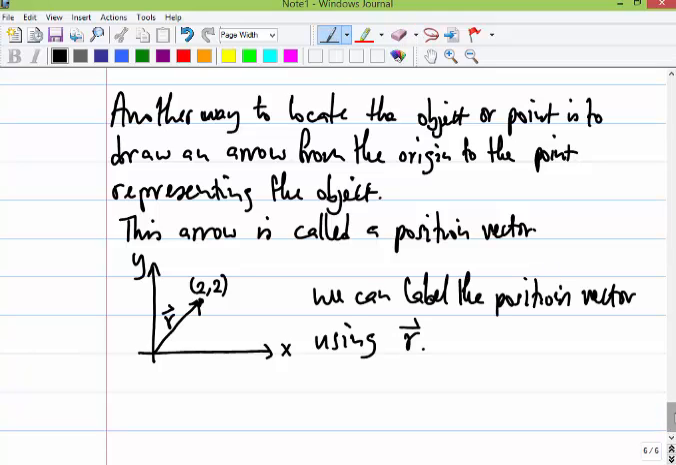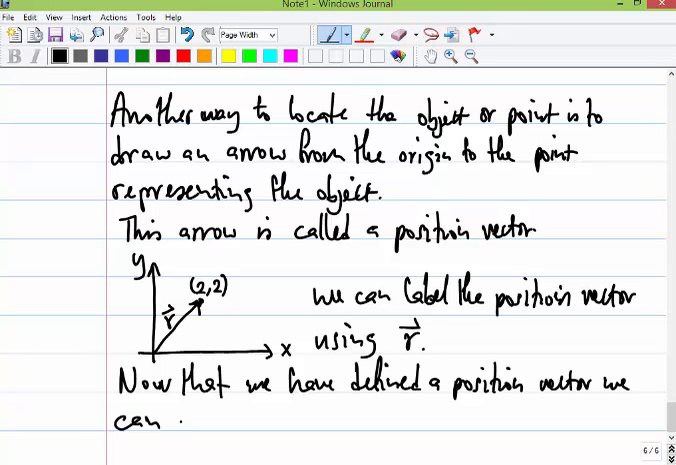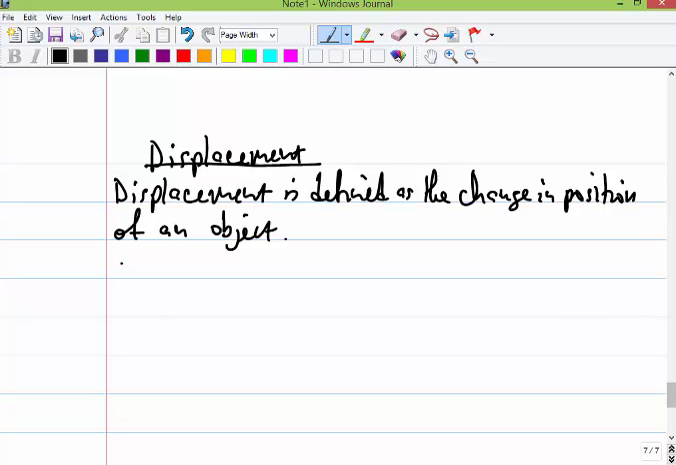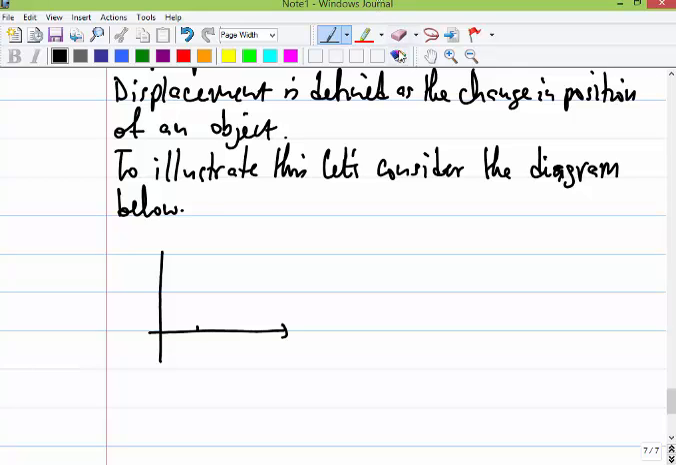So now that we know what a position vector is, we can go to the next quantity that we can use to identify an object's motion, and that is called displacement. Now that we have defined a position vector, we can define displacement. We define displacement as a change in position of an object. To illustrate this on a graph, let's consider the graph below. Suppose an object starts from position A and ends up at position B.